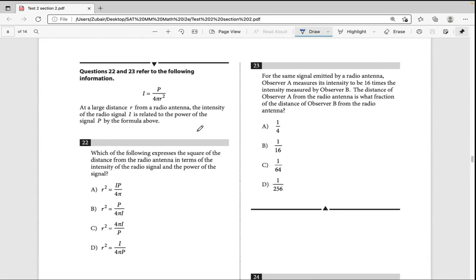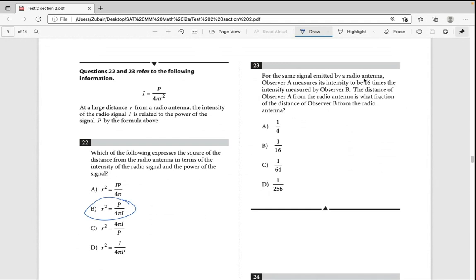Numbers 22 and 23 refer to this formula. At a large distance R from a radio antenna, the intensity of the signal I is related to the power of the signal P by the formula above. Which of the following expresses the square of the distance from the radio antenna in terms of the intensity? Okay, we are making R squared the subject, so P over 4 pi I. P over 4 pi I is in B.